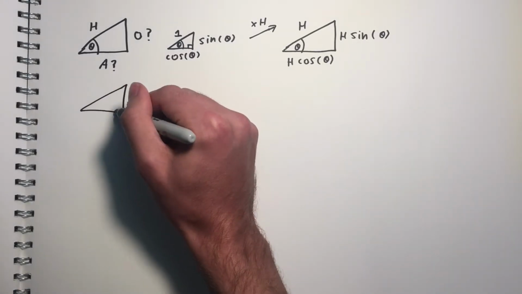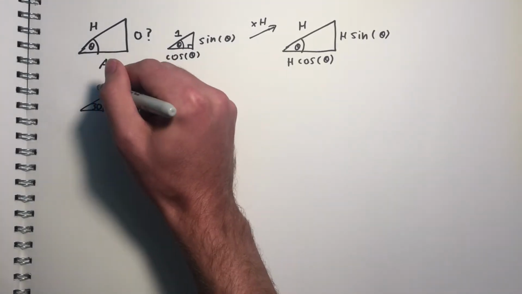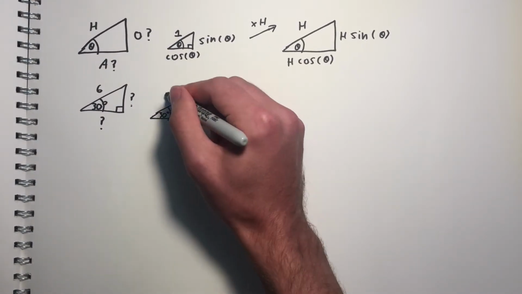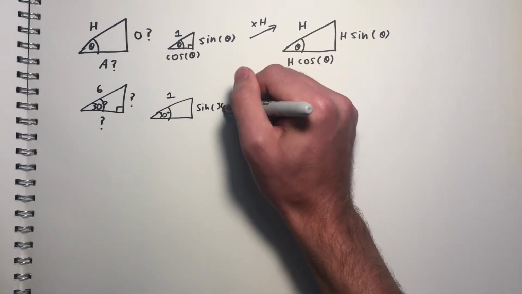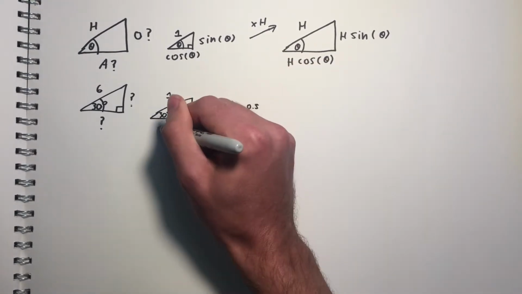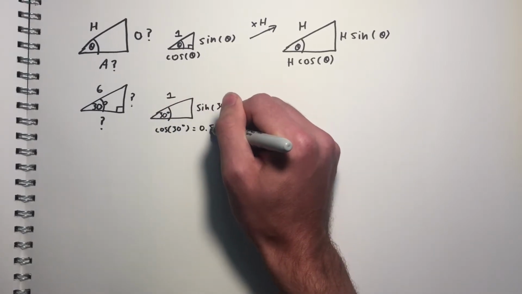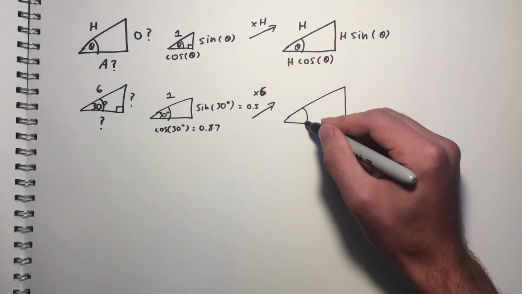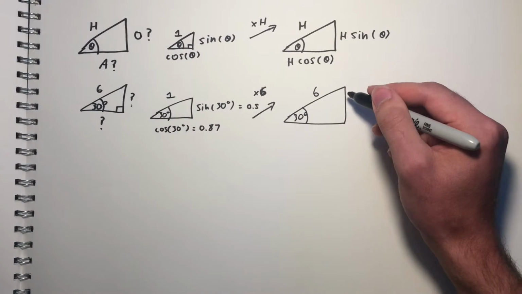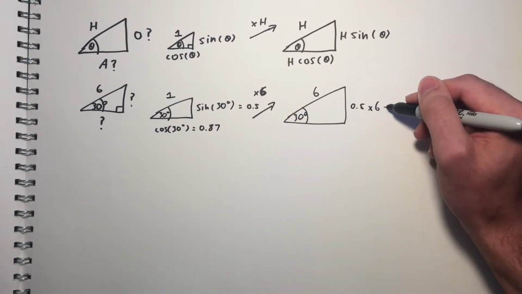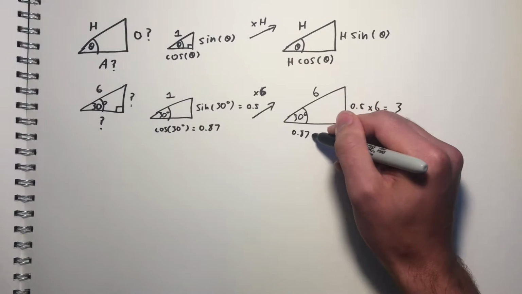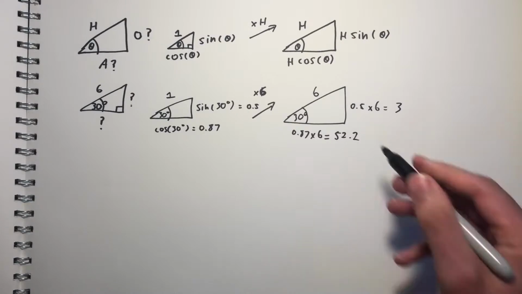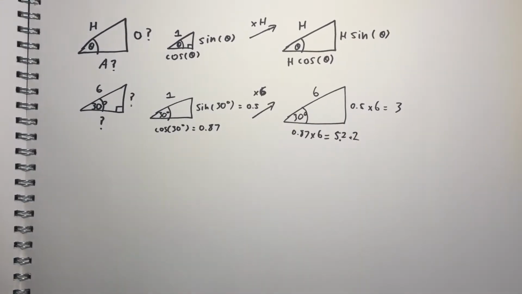So as an example, let's say someone has a triangle with a 30-degree angle, and the hypotenuse's length is 6. We can just take our 30-degree angle triangle, where we might know that the sine of 30 degrees is 0.5 and the cos of 30 degrees is 0.87, and then we just scale that up, times everything by 6 because that's the length of the hypotenuse, and then we end up with the same triangle in terms of shape, but now it's 0.5 times 6 being 3, or 0.87 times 6 being 5.22. And just looking at this, it kind of makes sense.